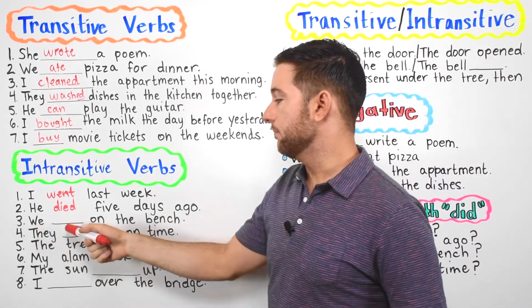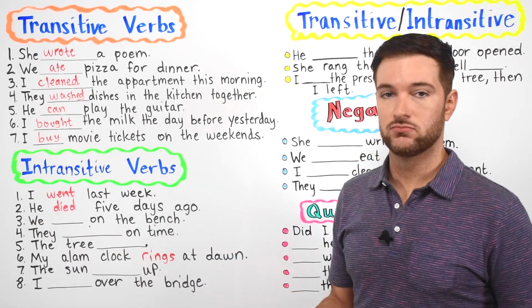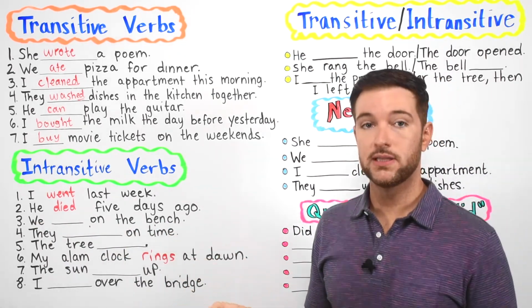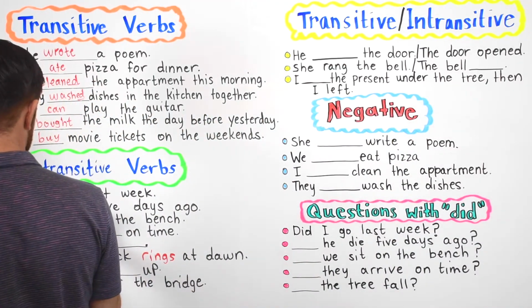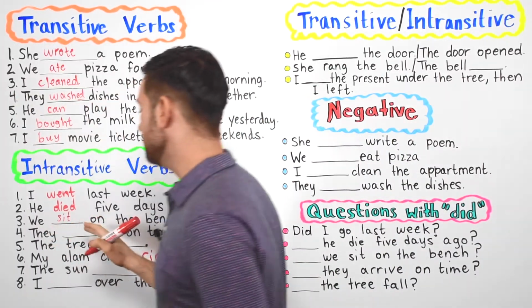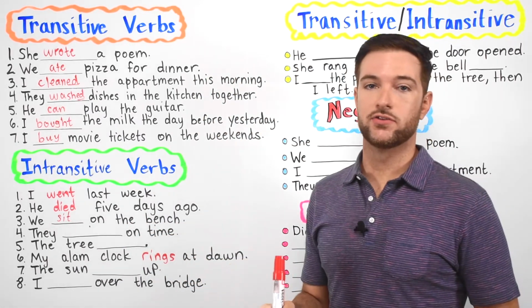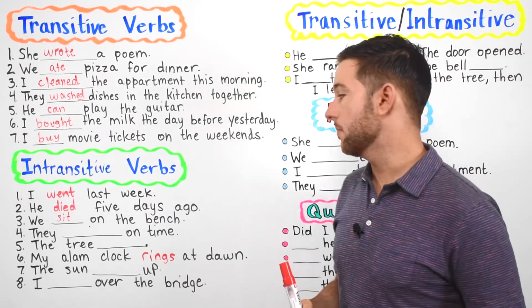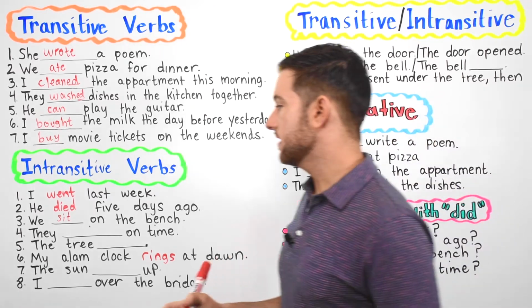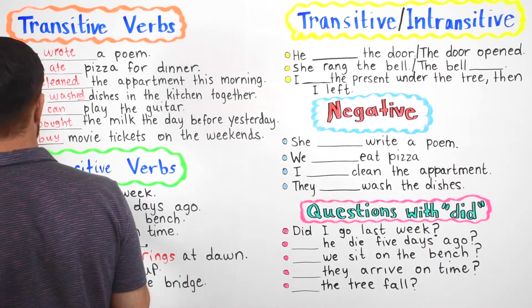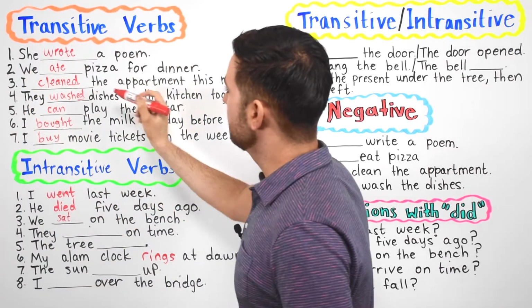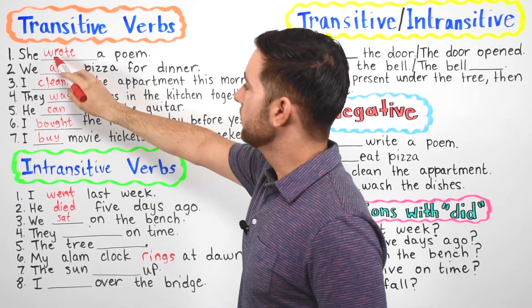Number three, we blank on the bench. Okay, we blank on the bench. We can say we sit. Right? We sit on the bench. Okay? Nous sommes assis sur un banc. Okay? Or you could say we sat, right? In the past.